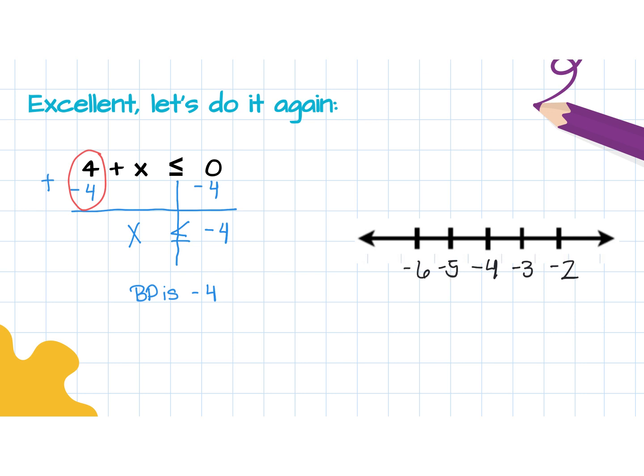Now I'm going to draw my circle. My circle is right above -4. And yes, you guessed it, this time it is filled in finally, because we finally have equality on the other end of that. Go back up. And what are we talking about? We're talking about values that are less than or equal to -4. So there's my line with my arrow, and we are done.